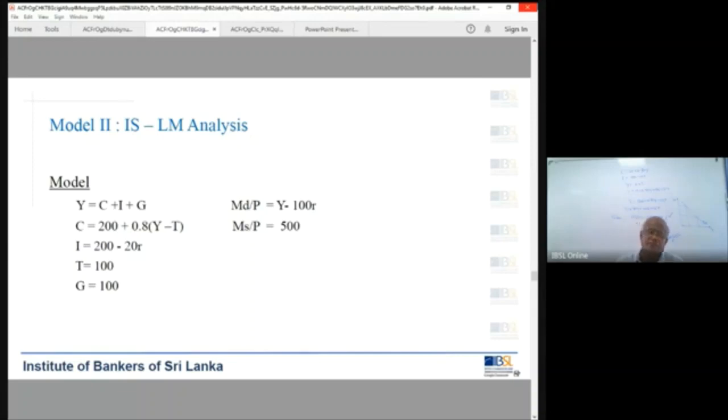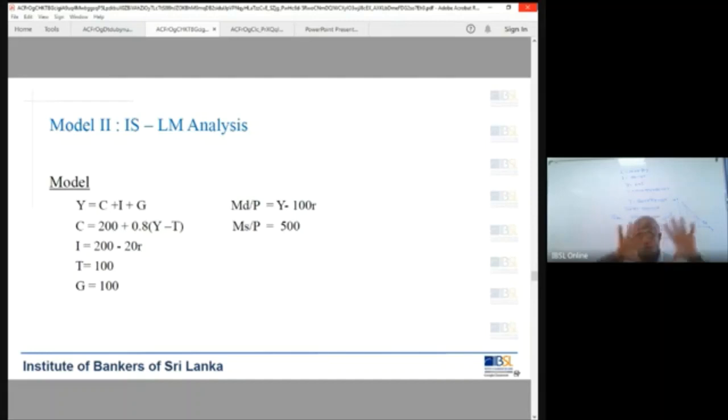Consumption function: 200 plus 0.8 (Y minus T), taxes. Investment: 200 minus 20R, a negative relationship between investment and the interest rate. Taxes T are 100. Government expenditure is 100. Demand for money, demand for real balances: Y minus 100R. Supply of money is 500.